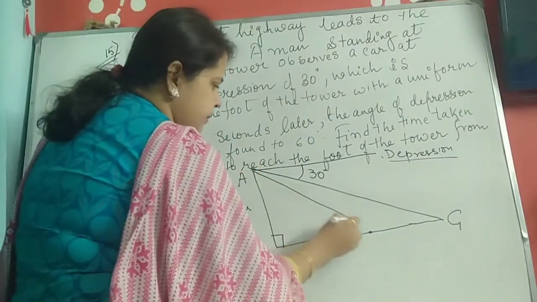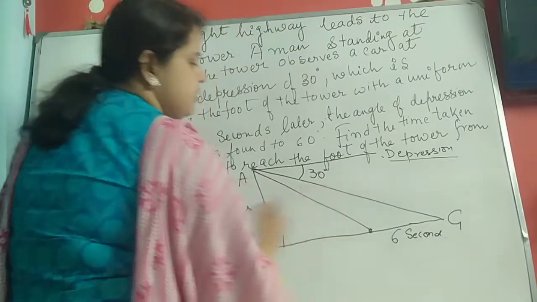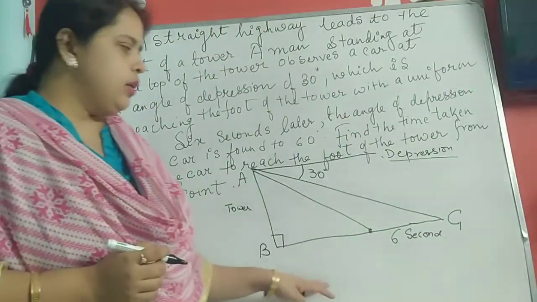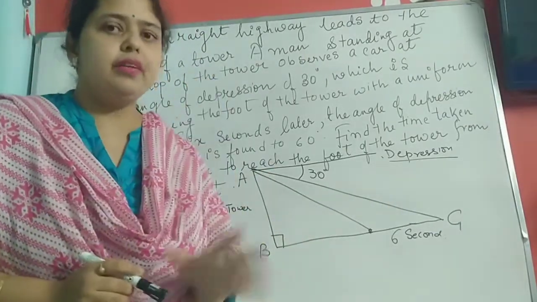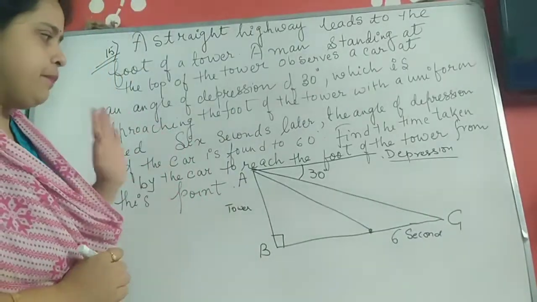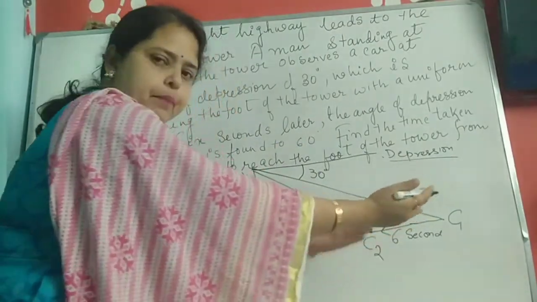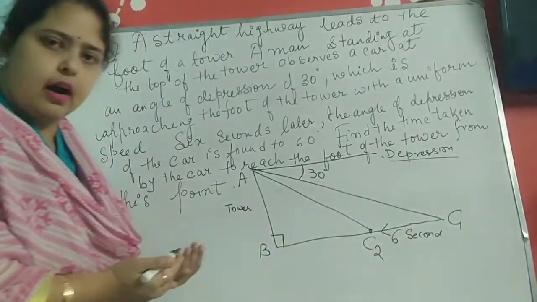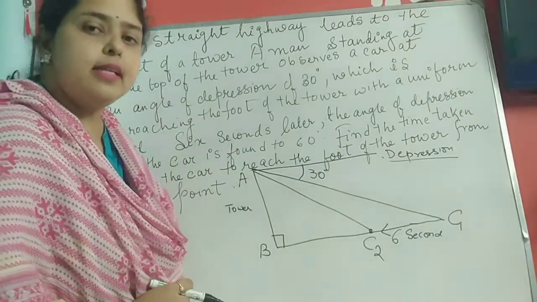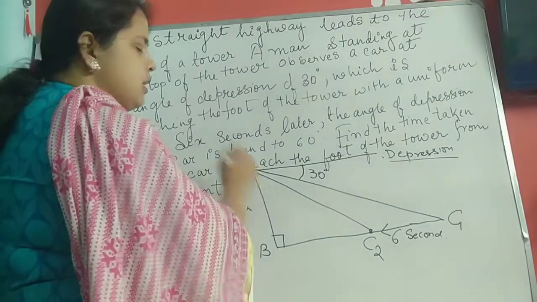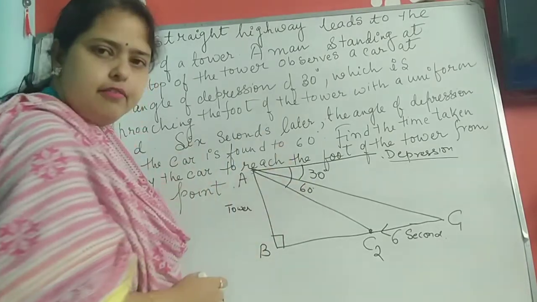After some time, and that time is 6 seconds, the fellow is observing some noticeable change in the car. The car is moving with a uniform speed and it is approaching towards him, means towards the tower. Now the car is at the point C2. Again the fellow goes up to the tower and he is observing that it is 60-degree angle of depression.